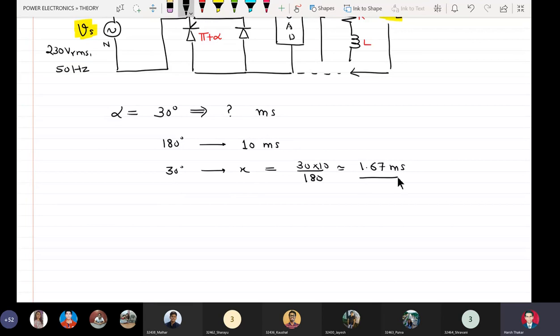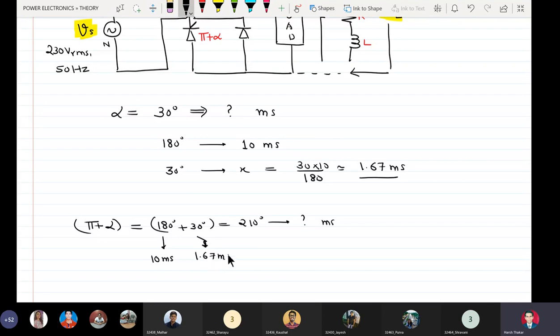Yes. So similarly, if I say pi plus alpha, which will equal 180 degrees plus 30 degrees, will be 210 degrees, equal to how many milliseconds? There is no need to calculate, because I know that if 180 degrees corresponds to 10 milliseconds and 30 degrees corresponds to 1.67 milliseconds, naturally 210 degrees or pi plus alpha will correspond to 11.67 milliseconds.